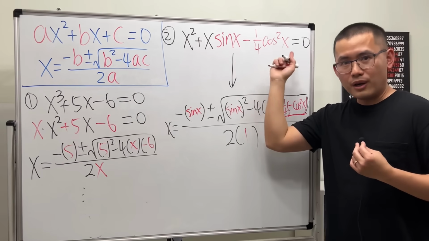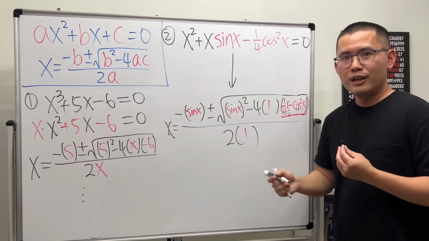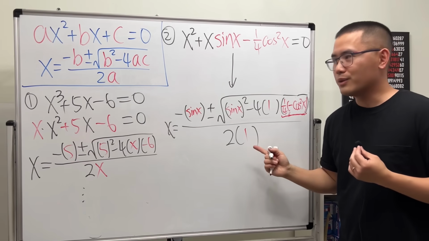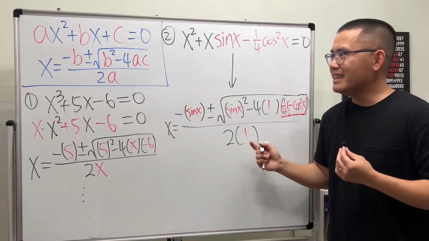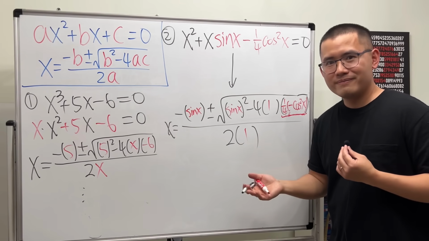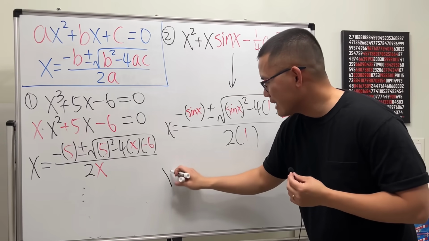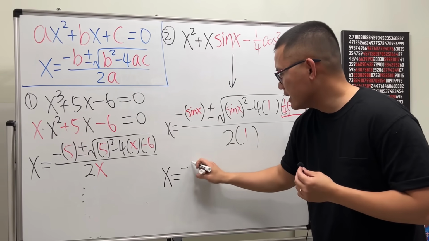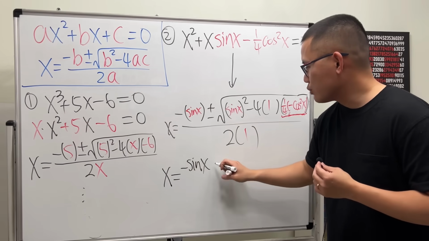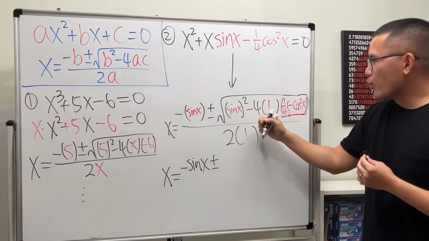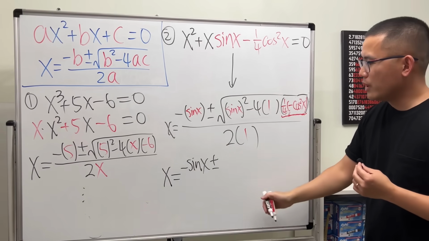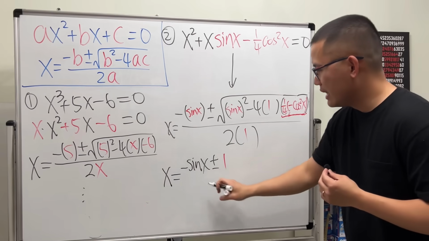I think this is pretty hard if you want to try to solve it by hand, but apply this quadratic formula in this way. This simplifies very nicely. Have a look. X equals negative sine x, plus or minus the square root of sine squared plus cosine squared, which will just get 1, and then over 2.